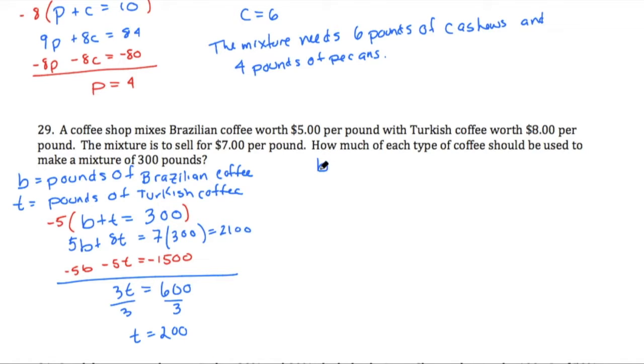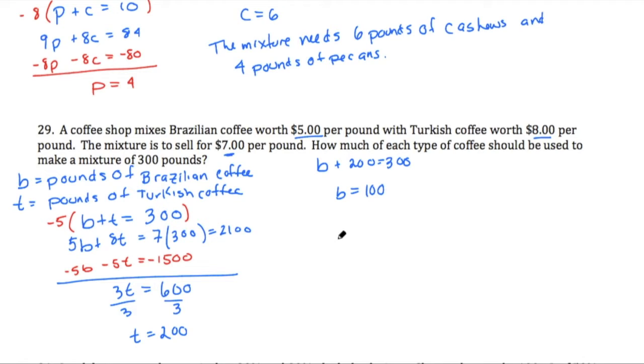So it's pretty easy to go from there to find the Brazilian coffee. B plus 200 equals 300, so B equals 100. And like we did in earlier problems, we can mentally see that this makes sense. Since the Brazilian was $5 and the Turkish was $8, but we're trying to get $7, the end goal, $7, is closer to the Turkish coffee. So it makes sense that we have more of the Turkish coffee than the Brazilian coffee.